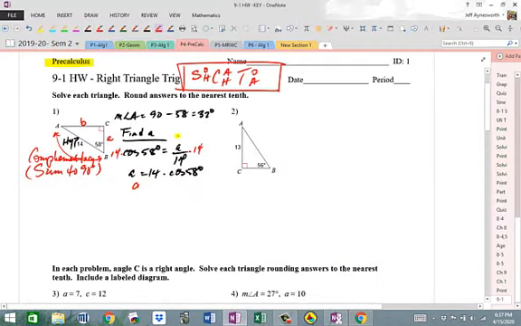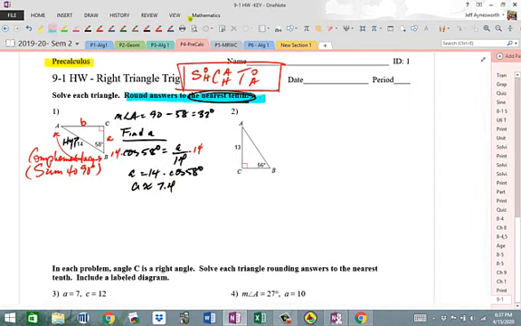So a is approximately 7.4, because I rounded to the nearest tenth. Read the directions; it asks us to round to the nearest tenth. Okay, next one.